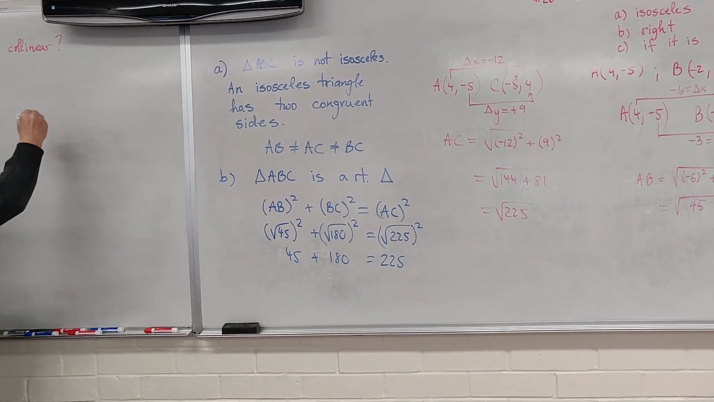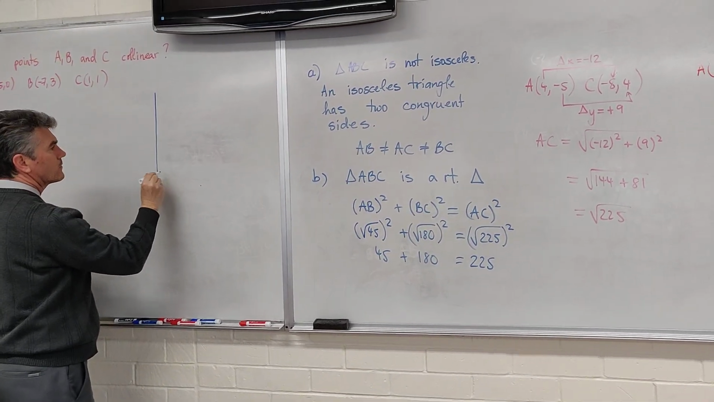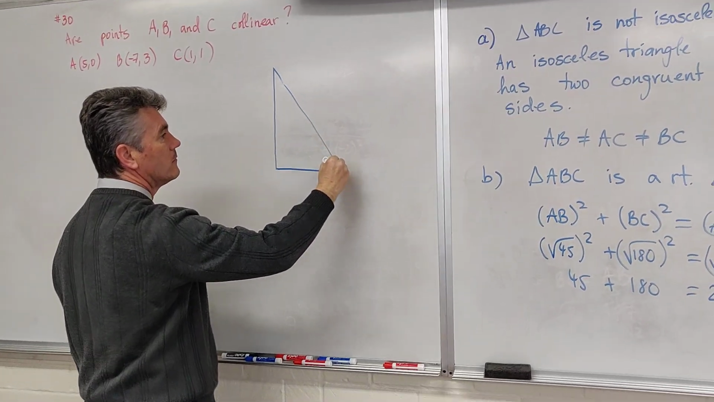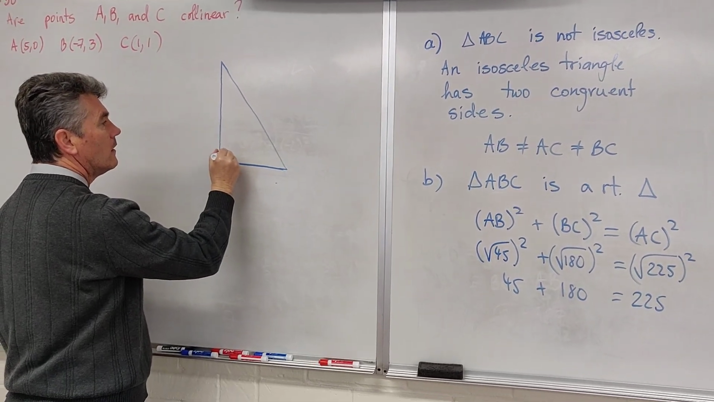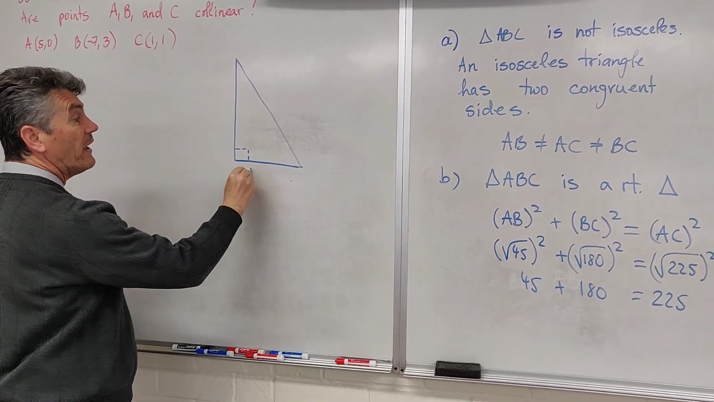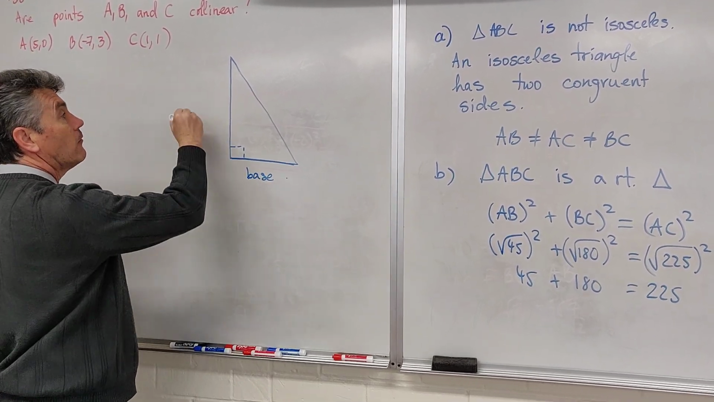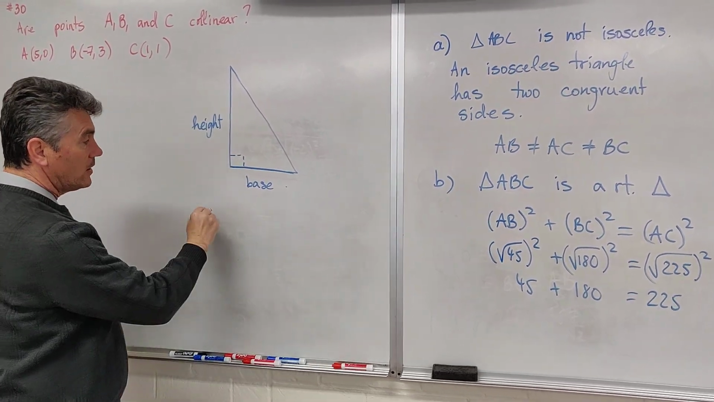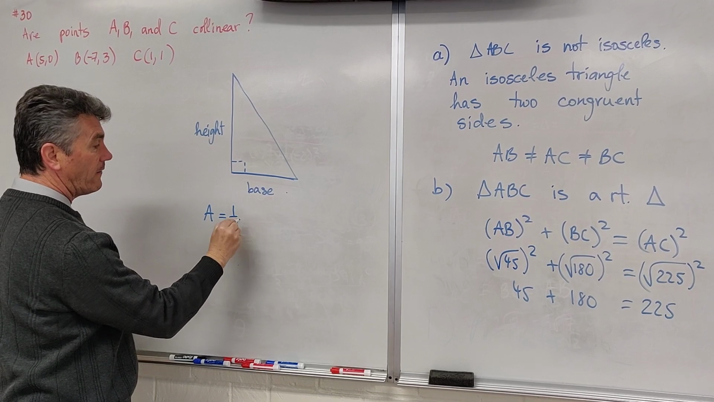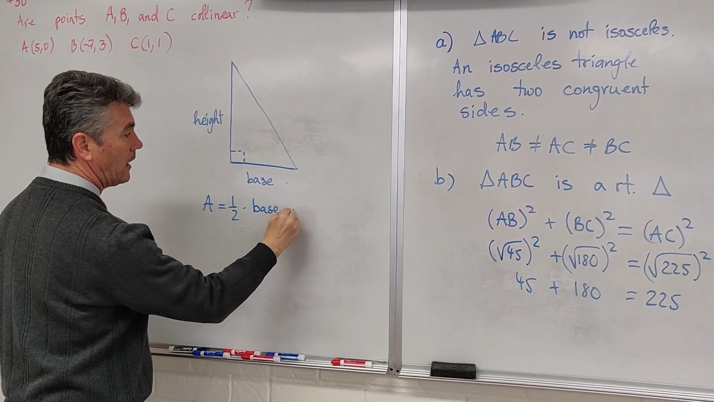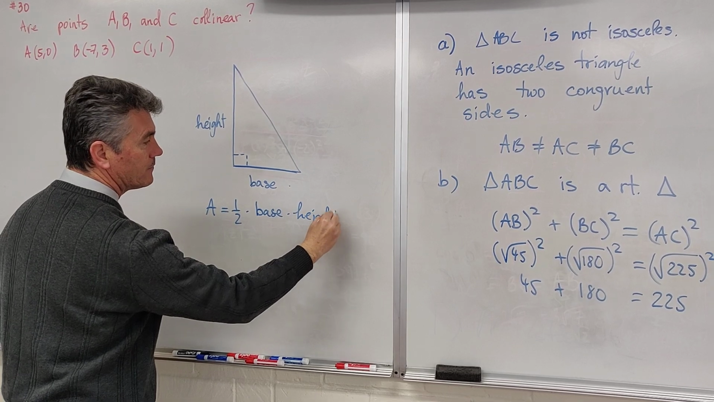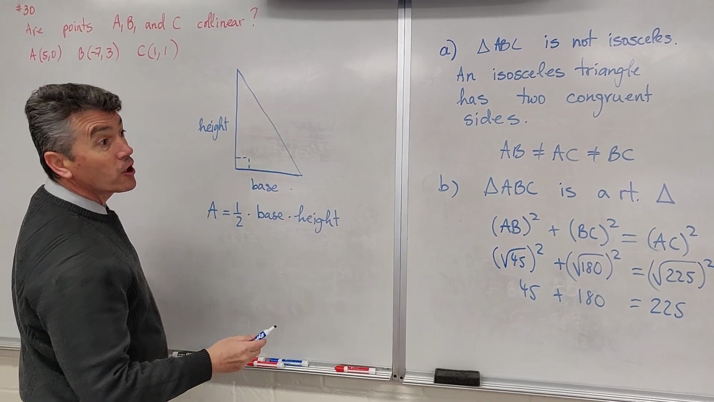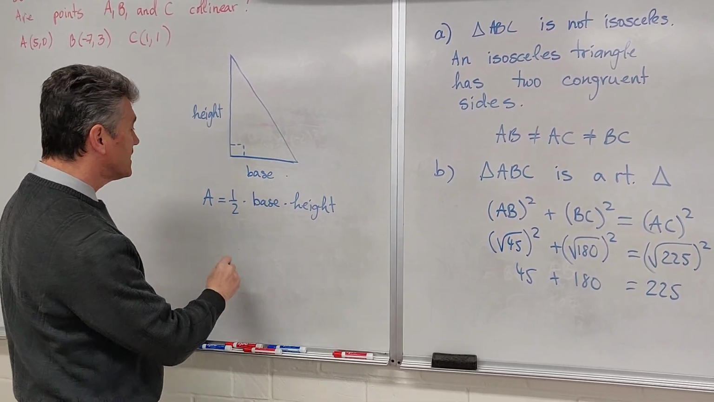Let me just remind you the formula for the area of a triangle. Lucky for us, this is a right triangle. In a right triangle, the base happens to be one of the legs, while the height is the other leg. The area of the triangle is equal to 1/2 times base times height. In our problem, one of the legs is AB, the other leg is BC.